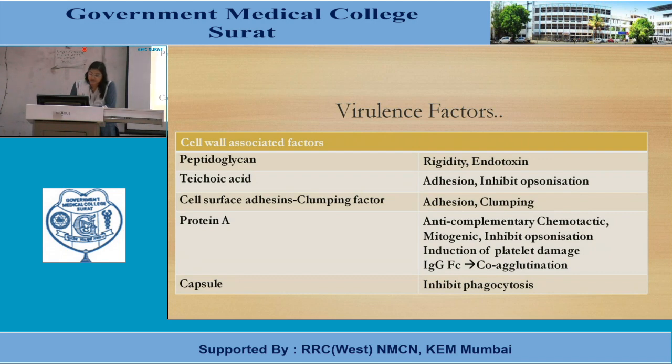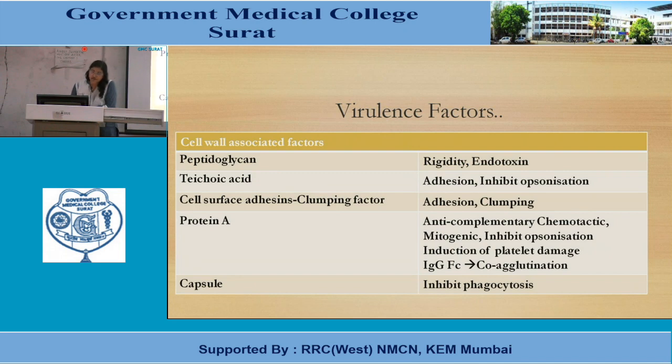Then protein A, which is again a virulence factor. It acts as anti-complementary, chemotactic, mitogenic. It inhibits again opsonization, and it induces platelet damage, and it helps in coagglutination. Coagglutination is the phenomenon in which this protein A can bind to the Fc portion of any immunoglobulin G, and the Fab portion remains free to bind to another antigen. So this coagglutination can be used for diagnosis, for example in Salmonella typhi.